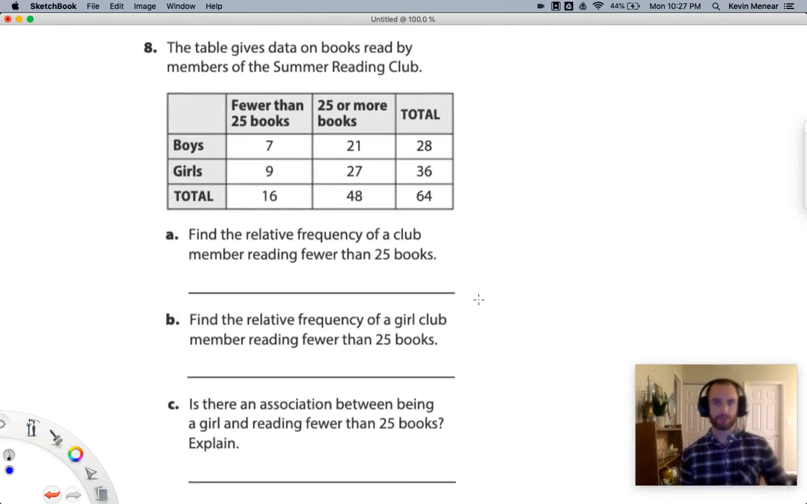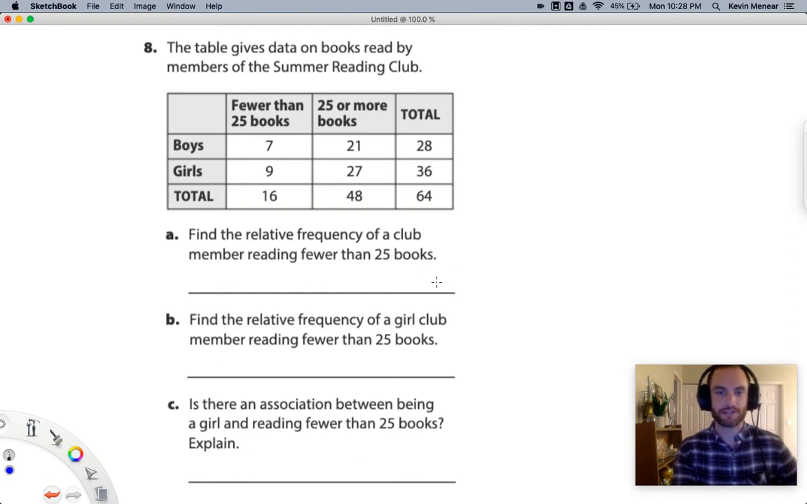The table gives data on books read by members of the summer reading club. Okay, so we have boys and girls, fewer than 25 books, 25 or more books, in total. Generally speaking, when you see a two-way frequency table, it's good to take a look at it and observe it, just like you would a graph or a histogram or any kind of chart. Figure out what this two-way table is showing me. Because if I go straight to the questions, I'm going to have to go back and look at it anyway, and then reread the question. So it makes sense to analyze your table, see what it's telling you, and then read the questions. So we did that. Now let's go ahead.